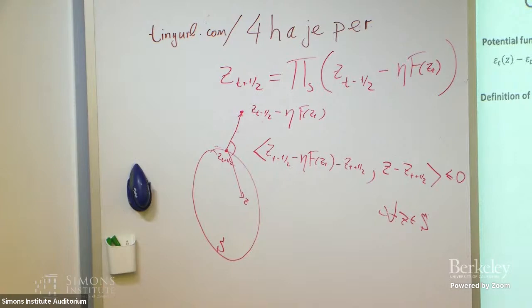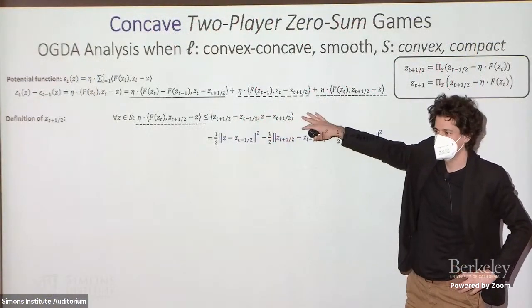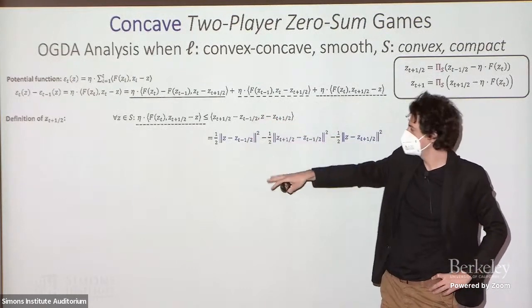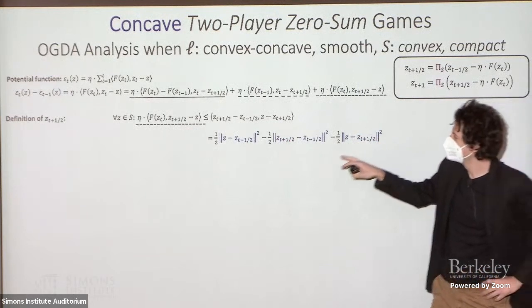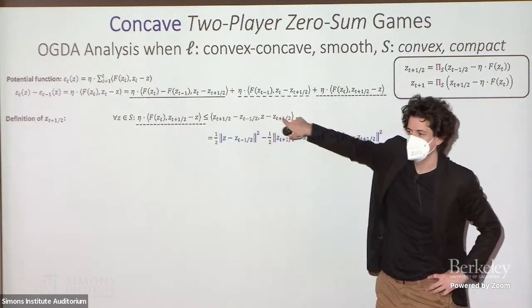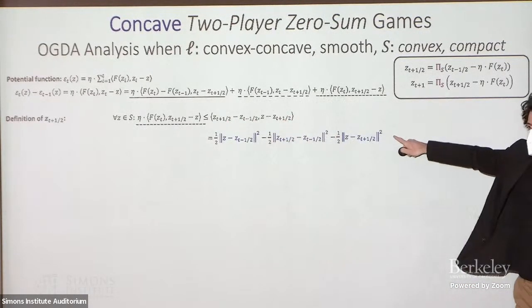The next step is an equality. As it turns out, this inner product is the difference of a bunch of differences squared. It's this minus that squared, minus this squared, minus this squared. This is a very common trick people do. So you get this one from there.